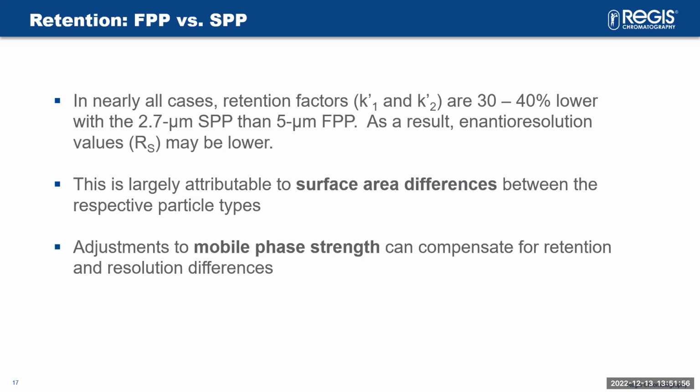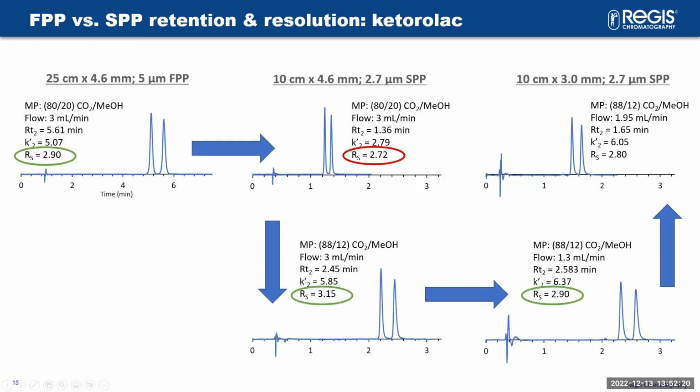That loss of retention is largely due to the surface area differences between fully porous particles and superficially porous particles. So you can imagine that just the presence of a solid core in the middle of the particle gives you a loss of available surface area inside the particle. But it is possible to compensate for that surface area difference by just weakening the mobile phase a little bit in many cases. So that is what I'm demonstrating here in this SFC separation of ketorolac.